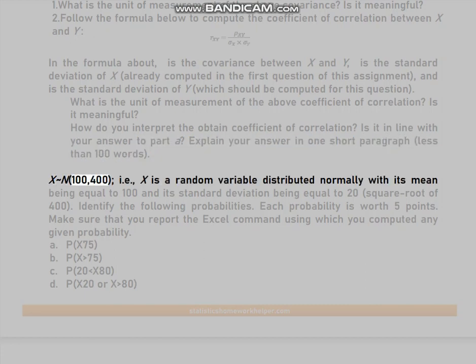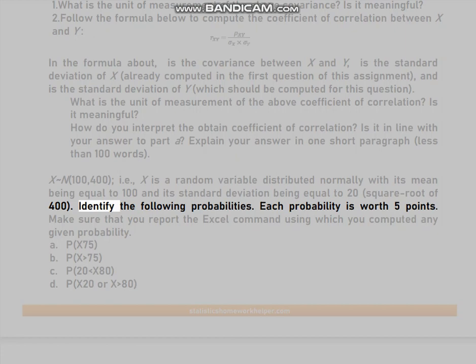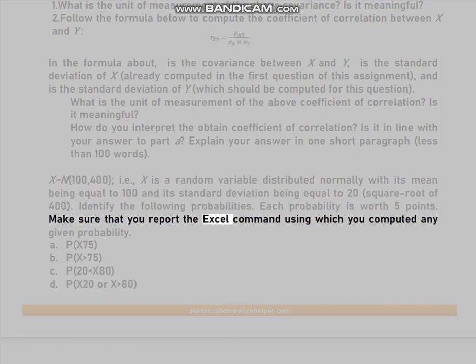3. X is a random variable distributed normally with its mean being equal to 100 and its standard deviation being equal to 20, the square root of 400. Identify the following probabilities. Each probability is worth 5 points. Make sure that you report the Excel command using which you computed any given probability. A, P(X less than 75). B, P(X greater than 75). C, P(20 less than X less than 80). D, P(X less than 20 or X greater than 80).